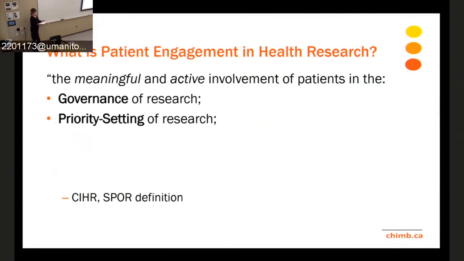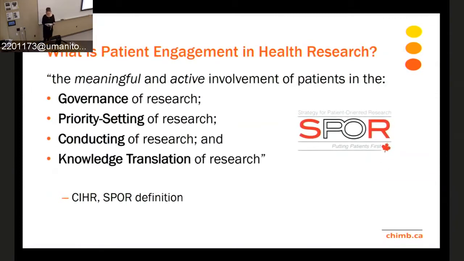Now, when we talk about engaging patients as partners or patient engagement in health research, again, SPOR defines it as the meaningful and active involvement of patients in the governance of research. So when we talk about governance, we mean having patient partners, people with experience, on the steering committees, on the large governing bodies of the research project. We also want to have people involved in the priority setting of research, the conducting of research, meaning involving people with lived experience in conducting research, and then also the knowledge translation of research.